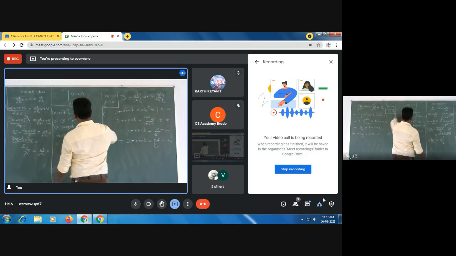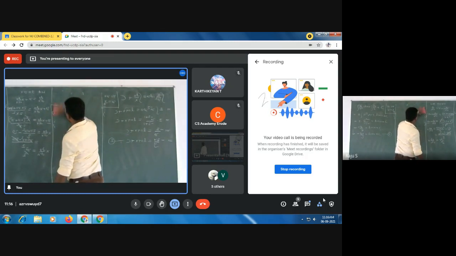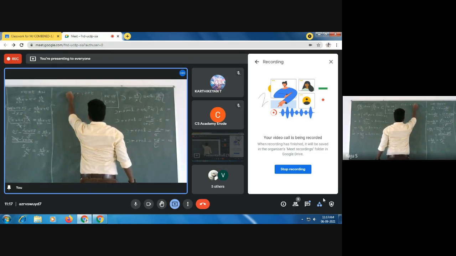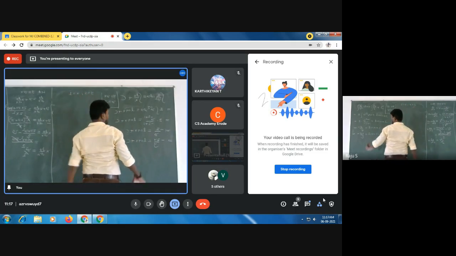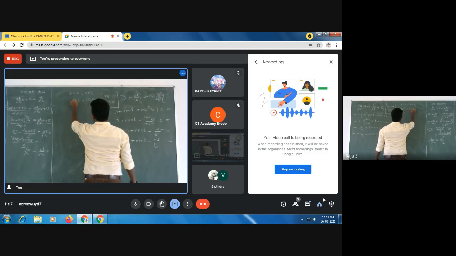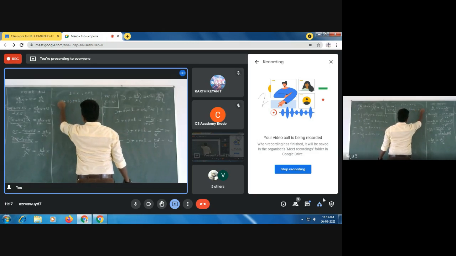Y is equal to... so here y is equal to 2, x is equal to 1. Substitute the x and y values here. So minus 2 by 2 is equal to log x, with x value 1, plus c.